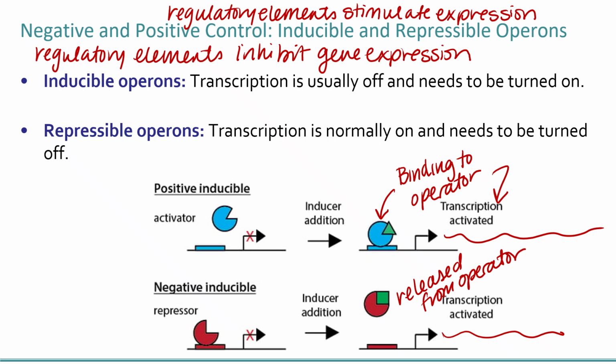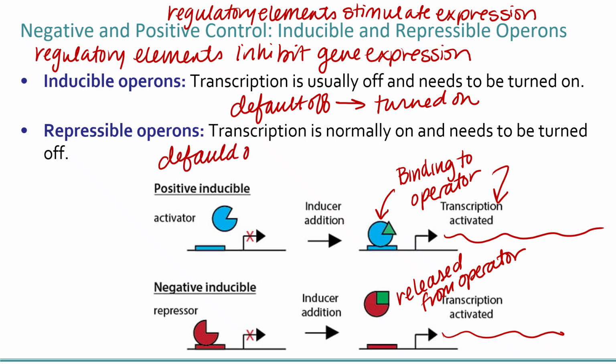On top of that, some operons are inducible, which means they are usually off but need to be turned on. Others are normally on but need to be turned off. So something can be under positive control and inducible, negative control and inducible, positive and repressible, negative and repressible.